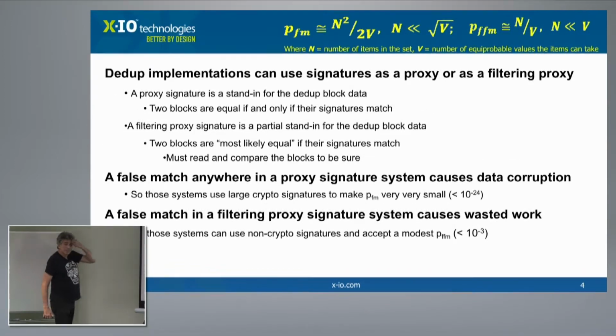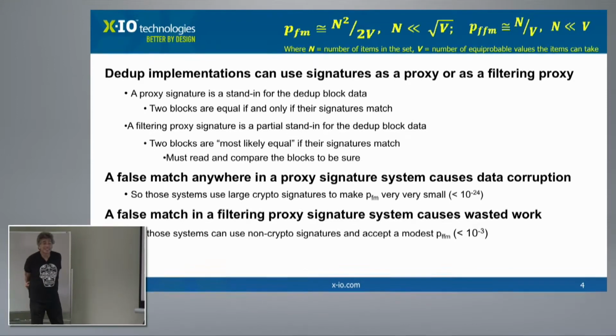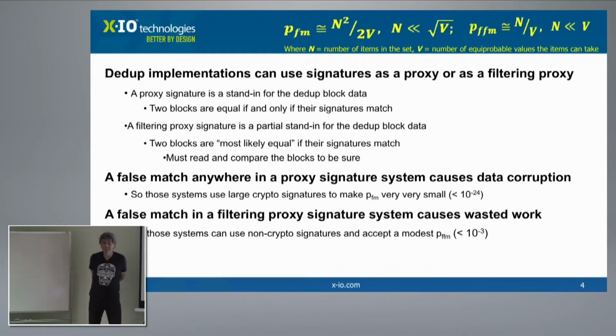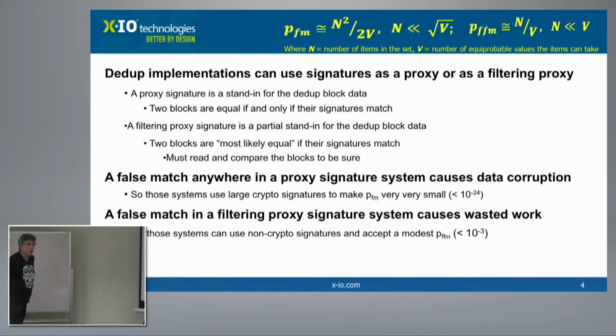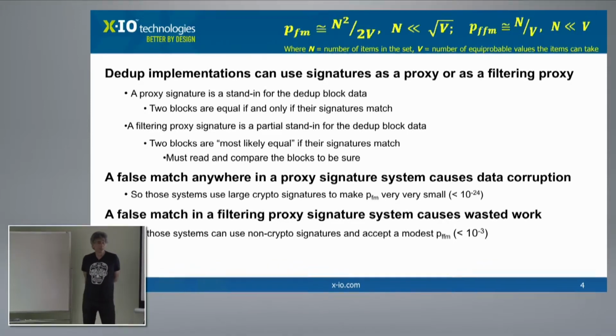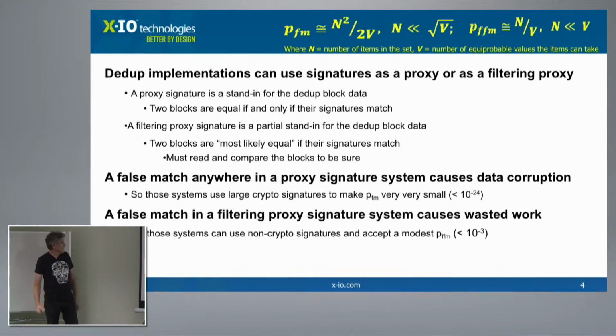Sorry for the unpronounceable slide headers, but this is about math. So first I want to talk about signatures. Okay? So dedupe implementations can either use signatures as a proxy for the data, or they can use it as, it's not such a great name, a filtering proxy for the data. Okay? And there are implementations that do both, one or the other out there.